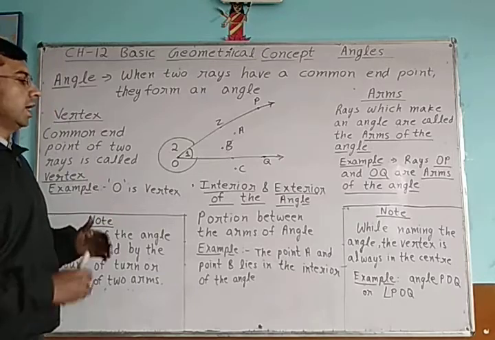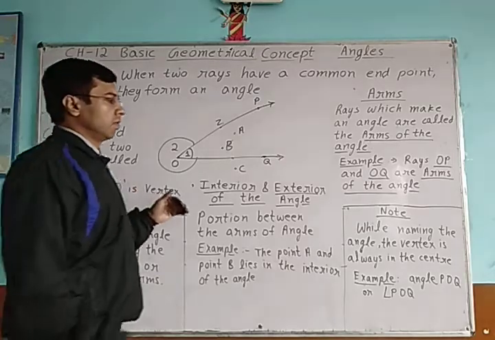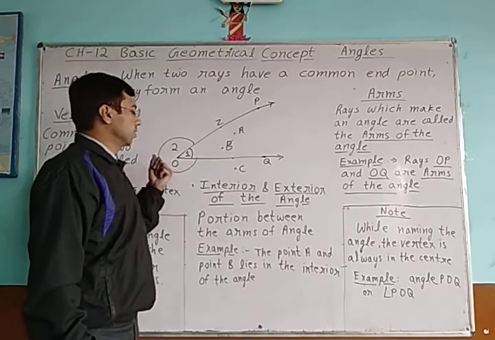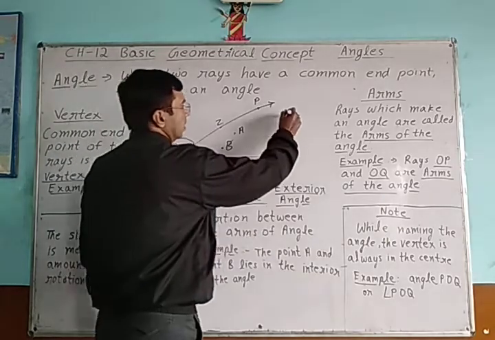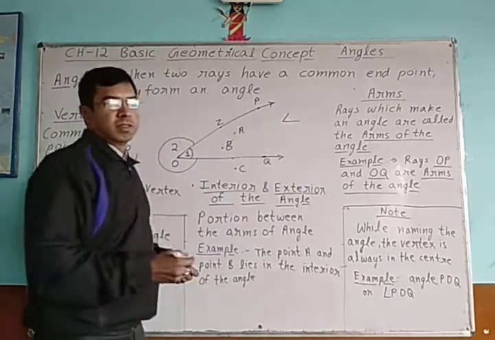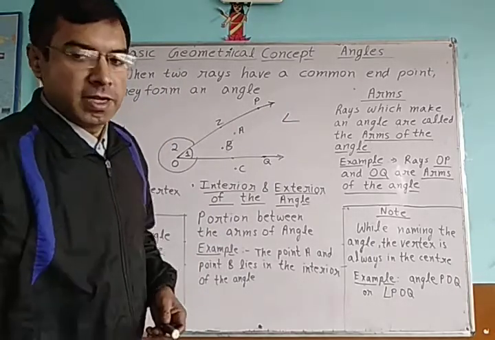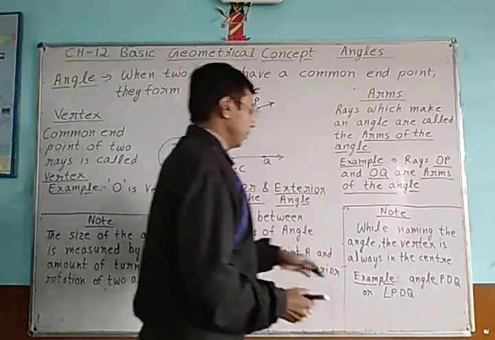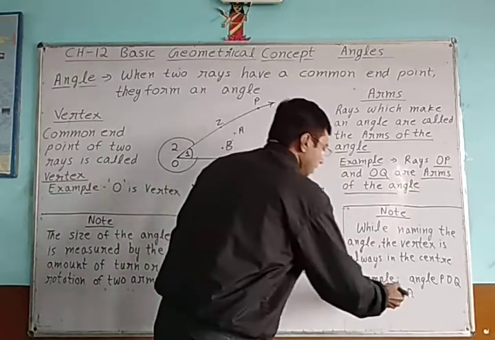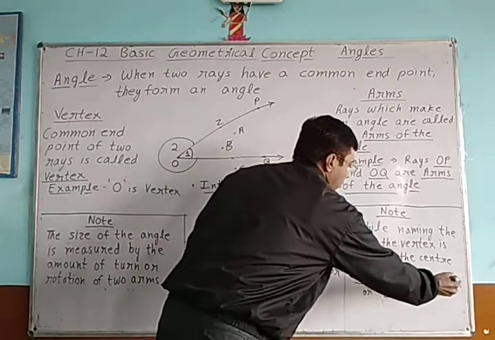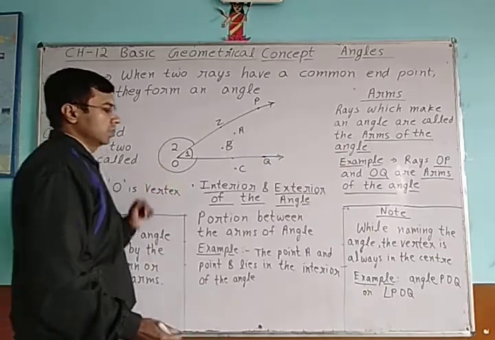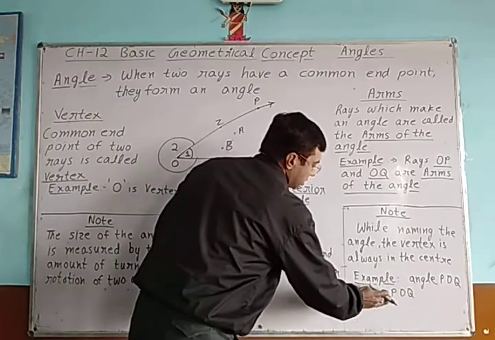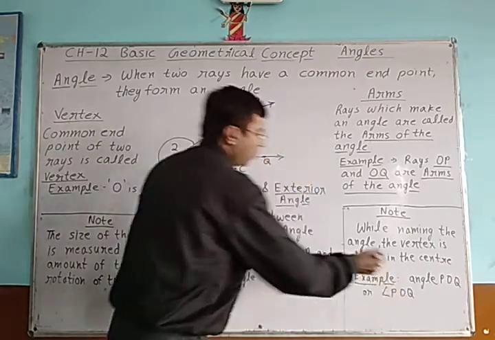Now, while naming the angle, the vertex is always in the center. Clear? This is the symbol of the angle. See angle POQ. O is the vertex, O is in the center. POQ. Or we can mention it this way: angle POQ.